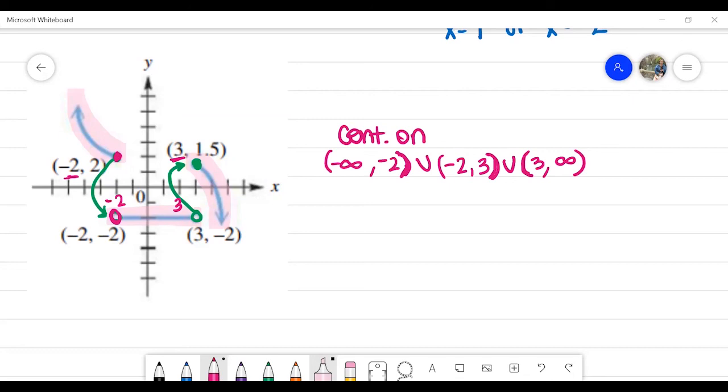So when it's one of those endpoints or places where we jump from one value to another, we are not continuous there. Okay?